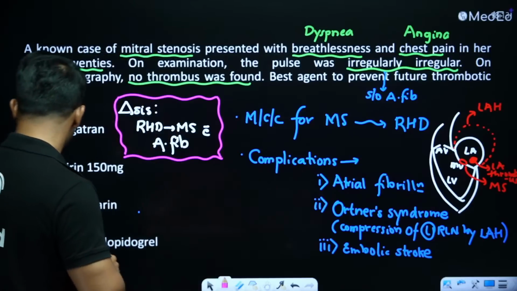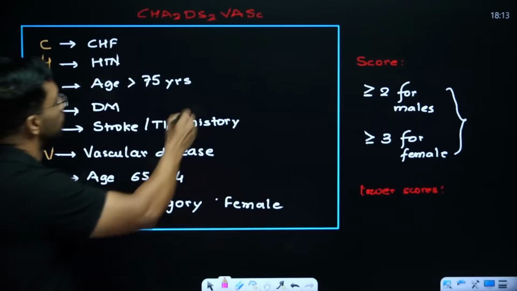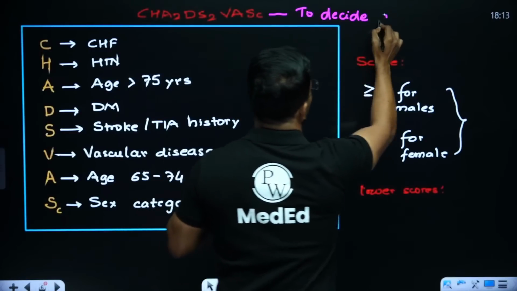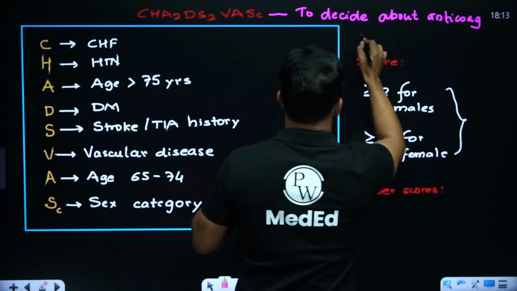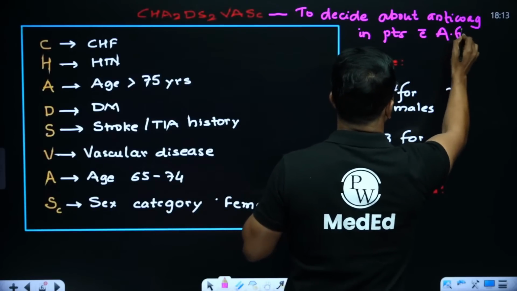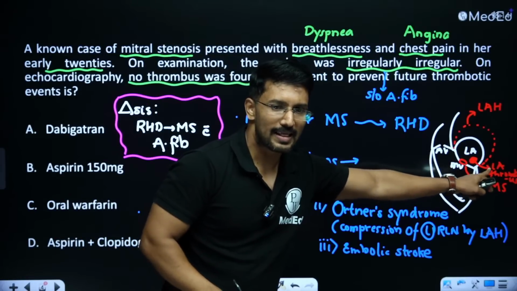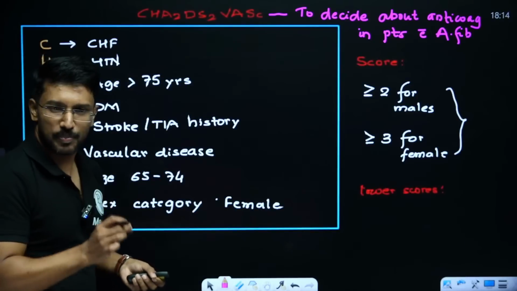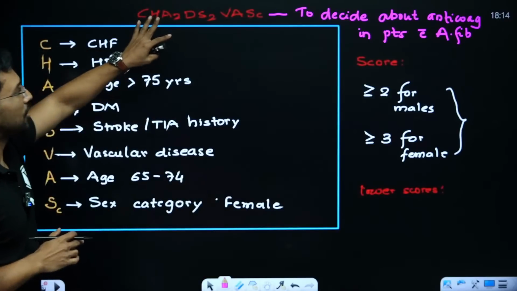That decision will be based on a parameter called the CHA2DS2-VASc score. So we use this to decide about anticoagulation in patients with AFib. Why do I have to give anticoagulation? Because as I just told you, atrial fibrillation increases the risk of developing a left atrial clot, and this clot has a tendency to embolize, right? So the choices are aspirin alone or aspirin plus anticoagulants. That decision will be based on the CHA2DS2-VASc score.